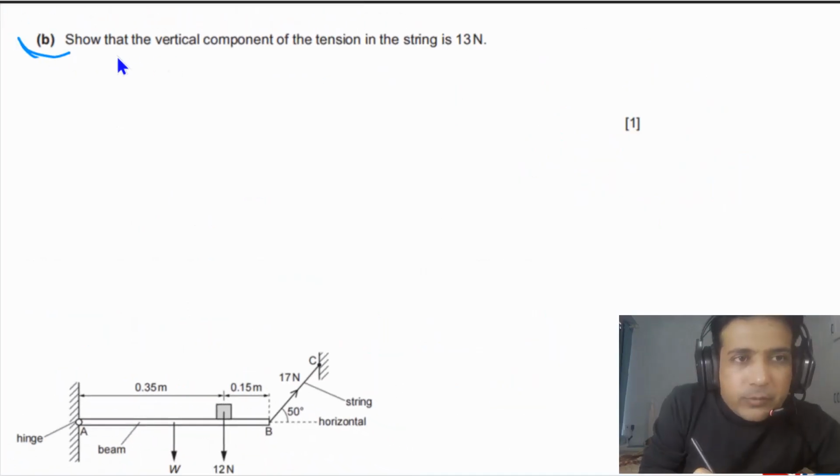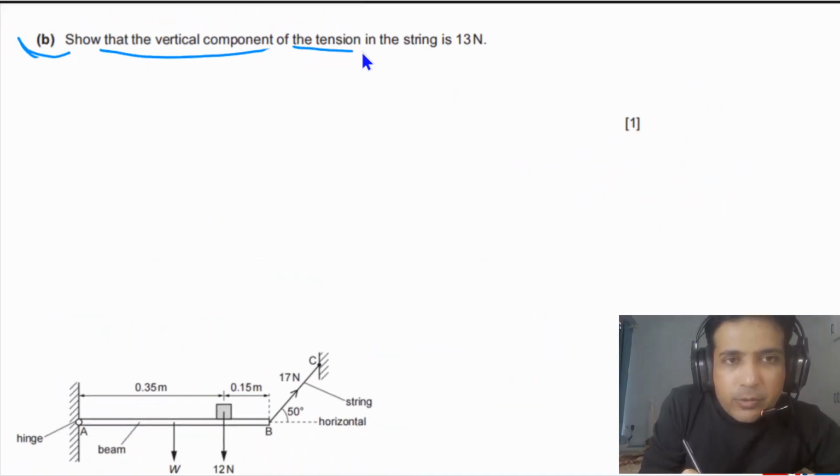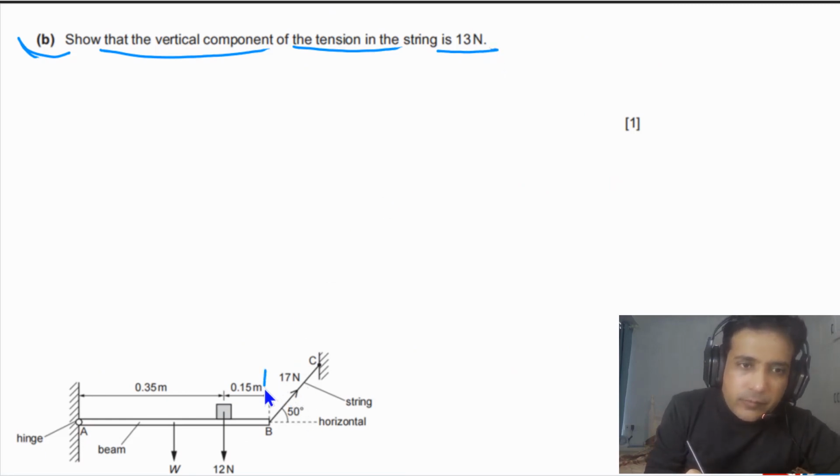For part B, we need to show that the vertical component of the tension in the string is 13 newtons, and you can see the value of tension is given to us, that is equal to 17 newtons in this case, and we need to find its vertical component. So this is the horizontal component and this one is the vertical component. Question is asking us to calculate the vertical component of tension.